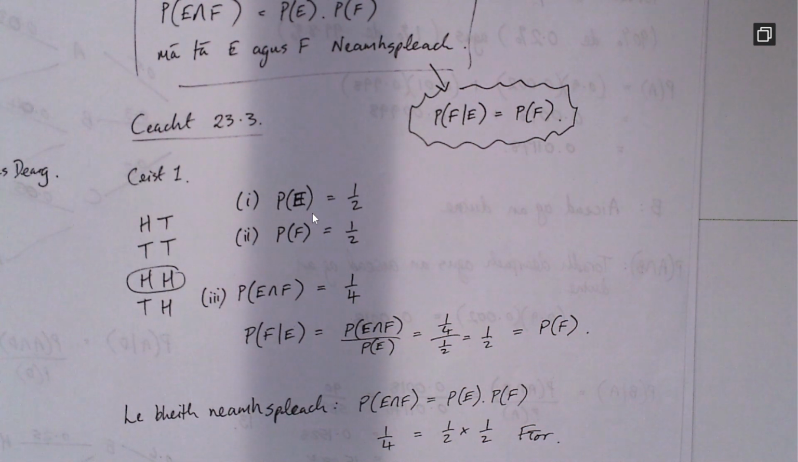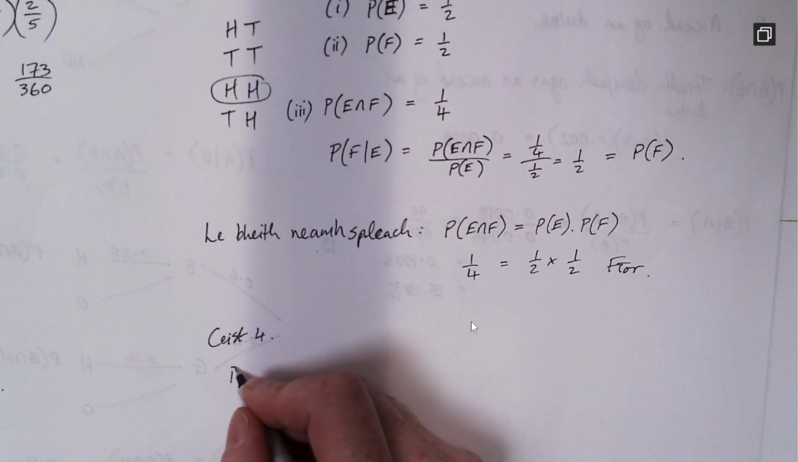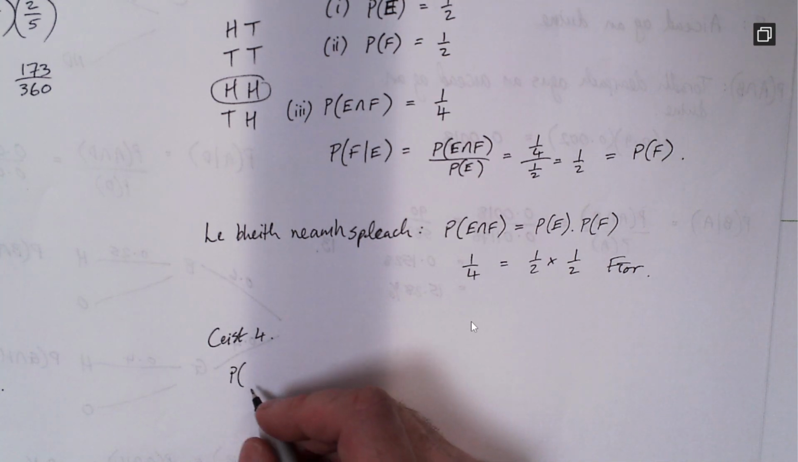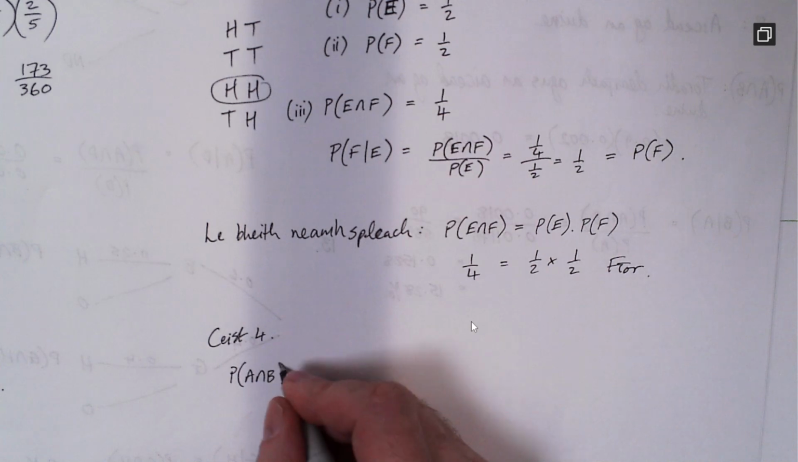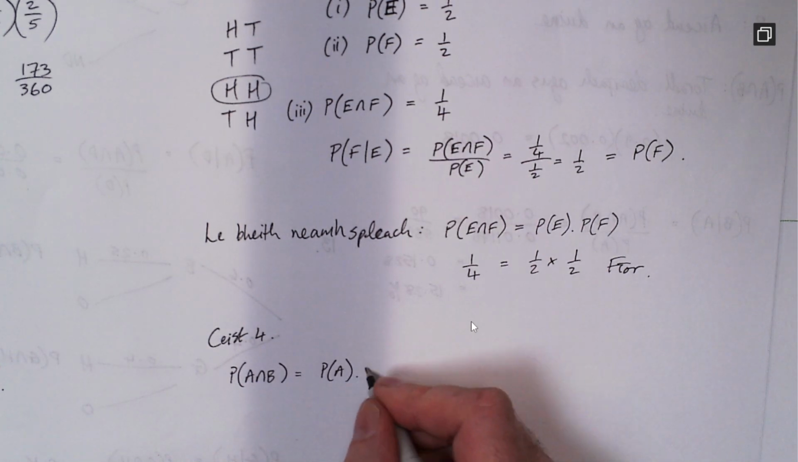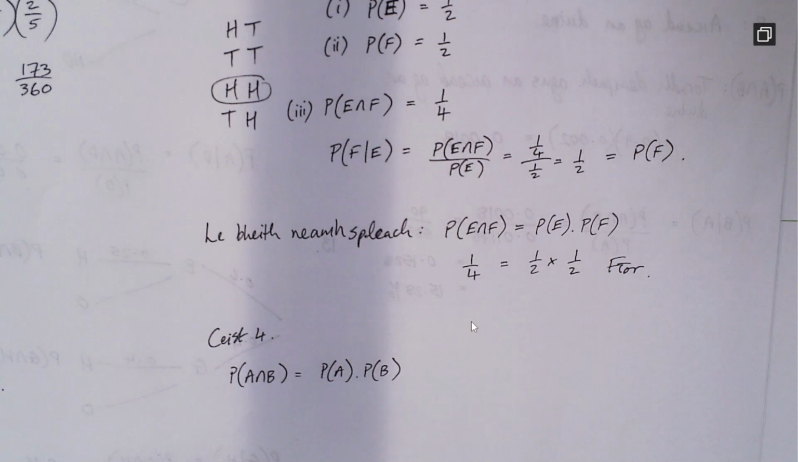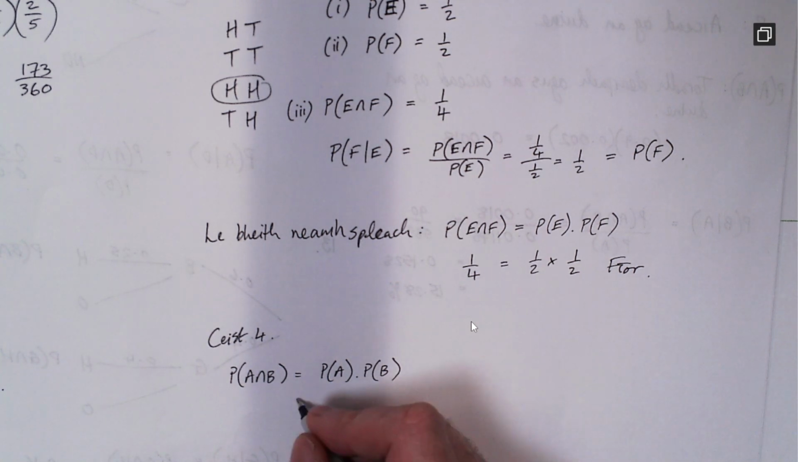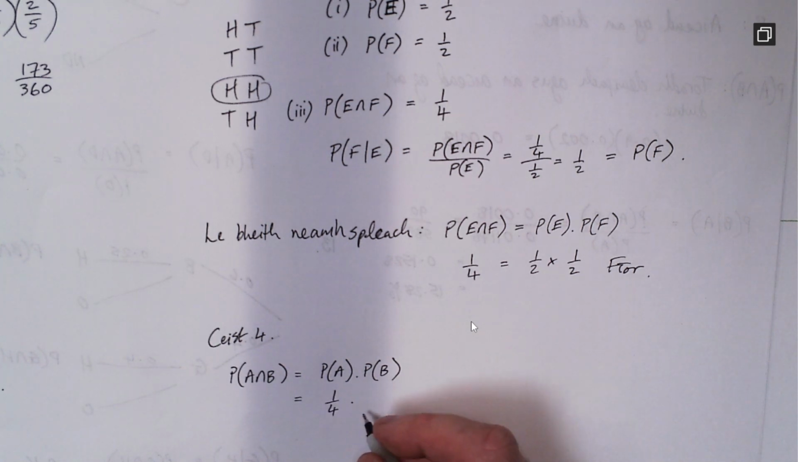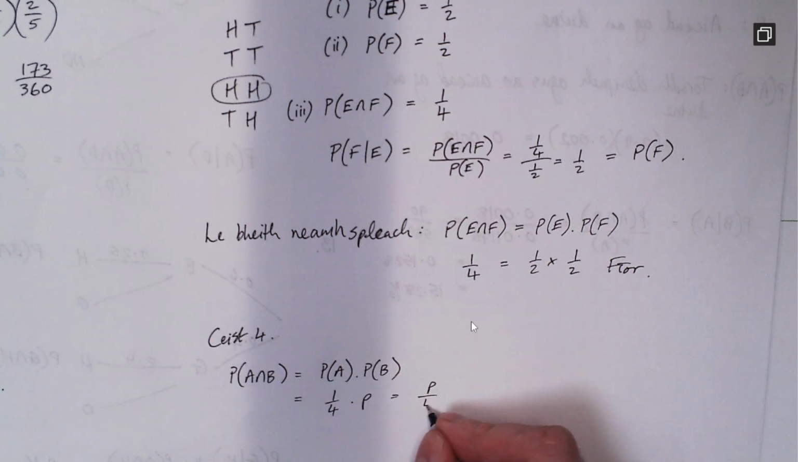So the probability of A intersection B is equal to the probability of A multiplied by the probability of B, if they are independent. So the probability of A is a quarter and the probability of B is P.